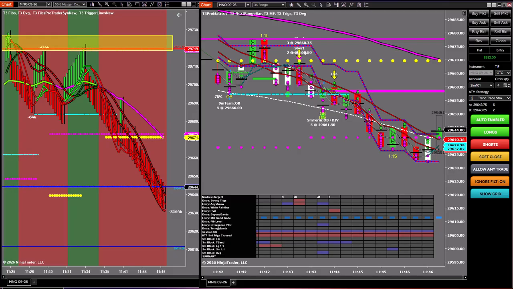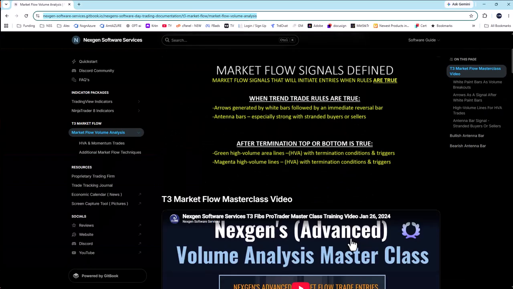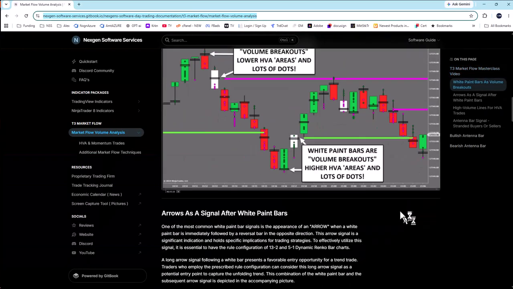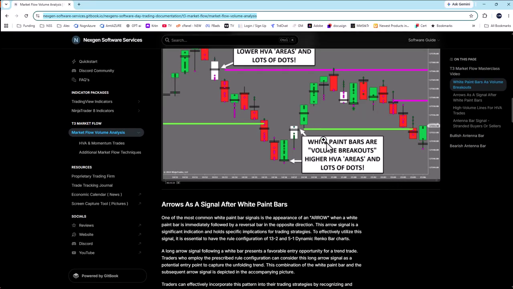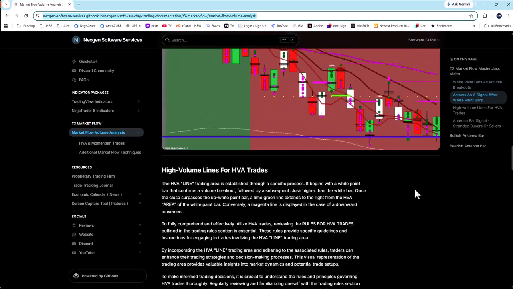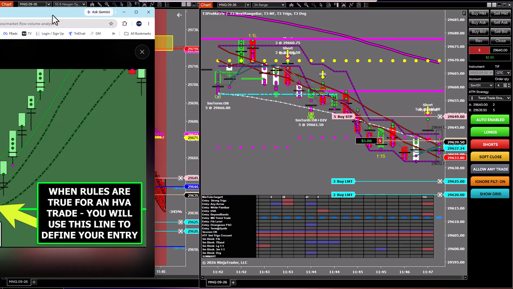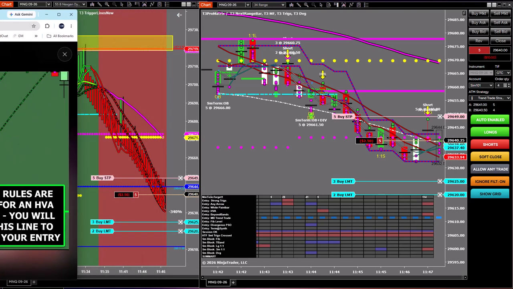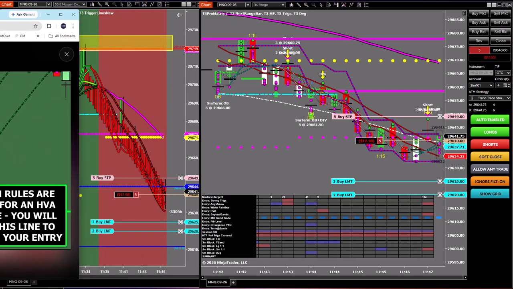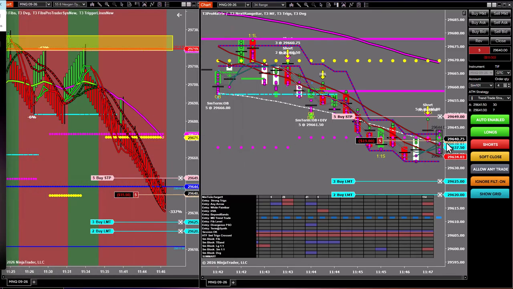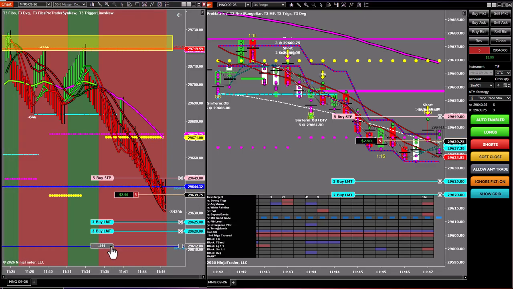Anyway, Emerald, I'll answer your question. I just wanted to watch that for a second. Short version is, it's in here. The green line is when you have a white paint bar, which is a volume breakout. Let's see what that does. If the outer band holds, it's going to get out quick. So it's going to have to break the outer band and really get a boogie on.